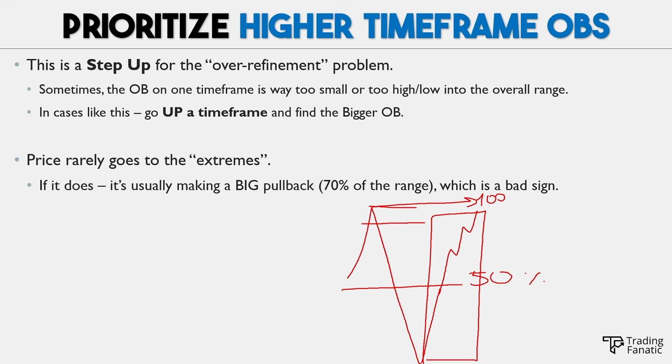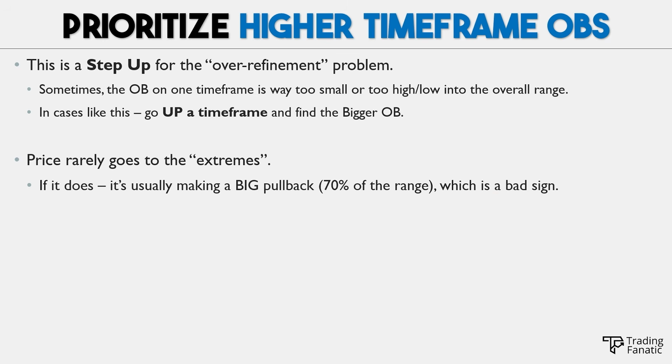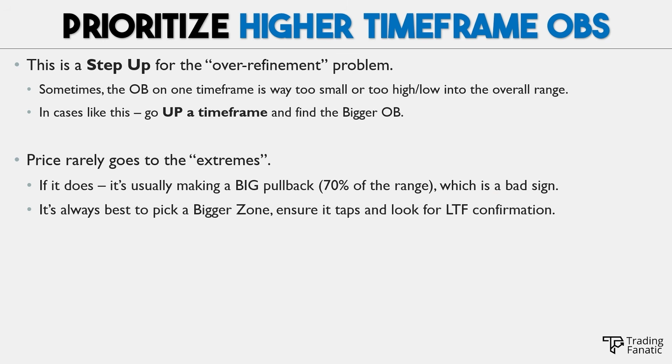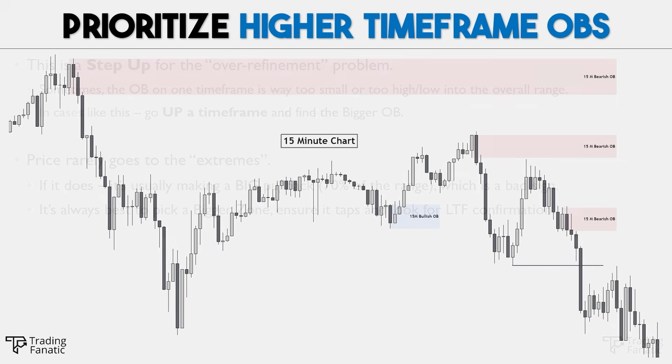So how do you battle with that when you have these very small order blocks? I'm going to show you right now. It is best to pick the bigger zone, ensure you get a tap of your zone, and then go look for lower time frame confirmations. Here's an example. This is, I believe, GBP USD on the 15-minute chart, and I'm just going to draw your attention to a few order blocks. There are a lot more order blocks that can be spotted on this chart.